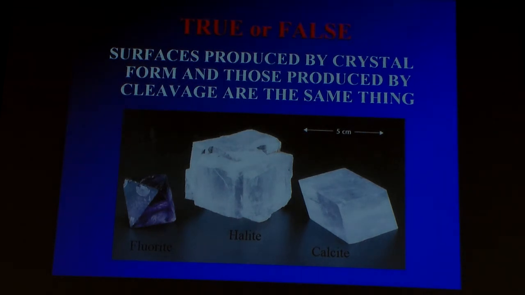All right. Look at your question. Surfaces produced by crystal form and cleavages are the same thing. True? False? Do you remember what crystal form was? We talked about that really early. Crystal form is how the mineral grows, like points for quartz, cubes. Sometimes they are the same thing. Halite prefers to grow in cubes, and it cleaves in cubes. Sometimes they're not the same thing, so they're not always the same.